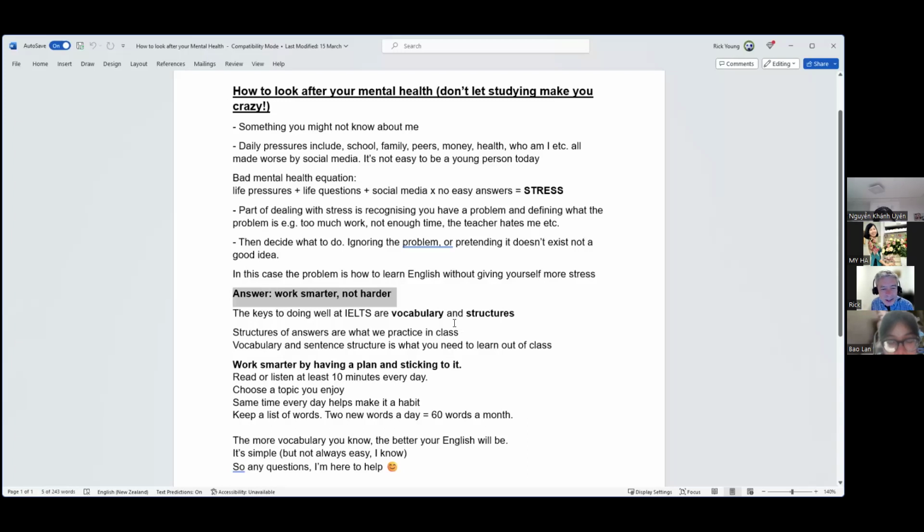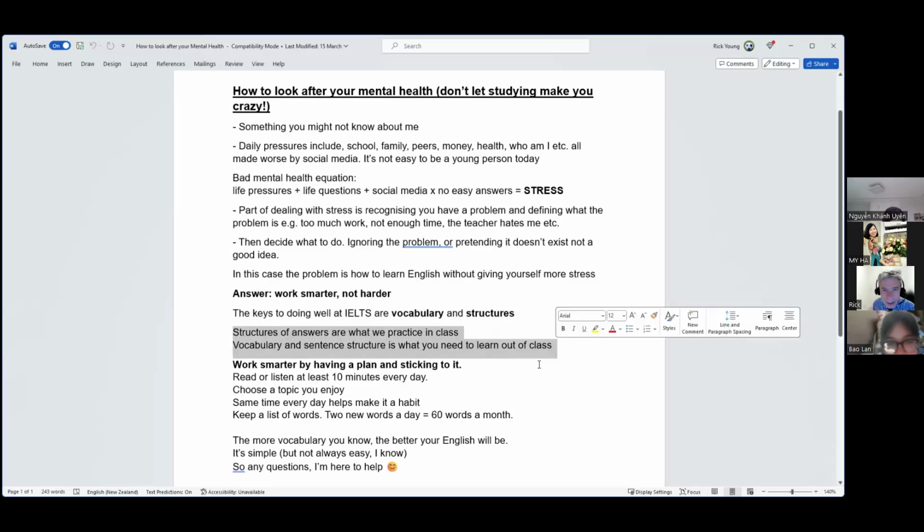So the keys to doing well at IELTS are vocabulary and structures. Vocabulary just means learning more and more words. The more words you know, the better your English will get. IELTS is all about learning the correct structures, like POT for answering Task 1 questions. That is what I'm trying to teach you, the structures for how to answer the questions. As I say here, structures of answers are what we practice in class. Vocabulary and sentence structure is what you need to learn out of class.